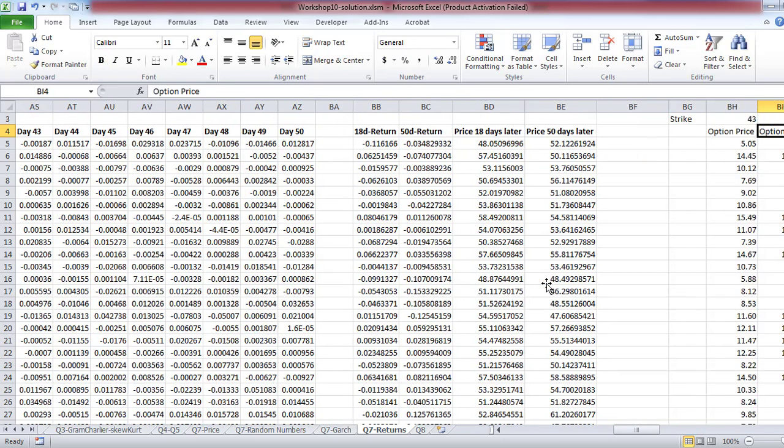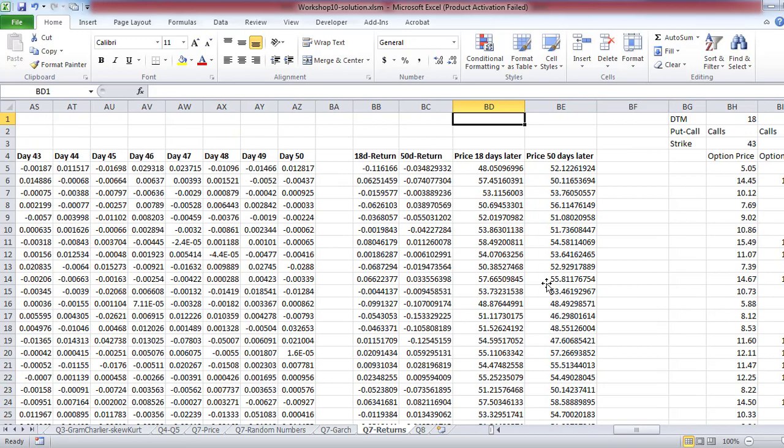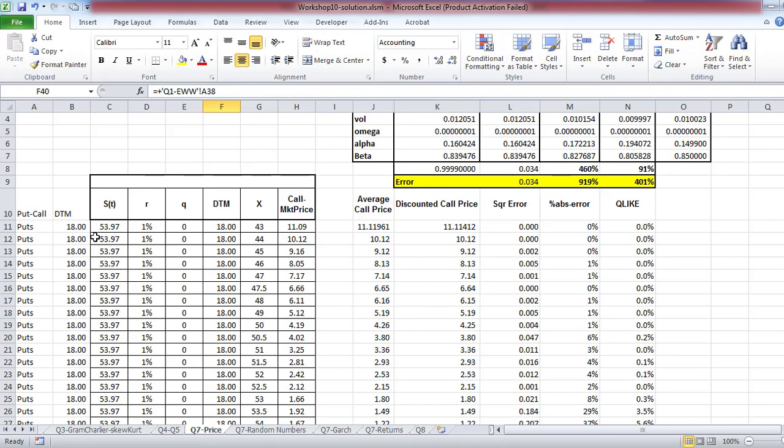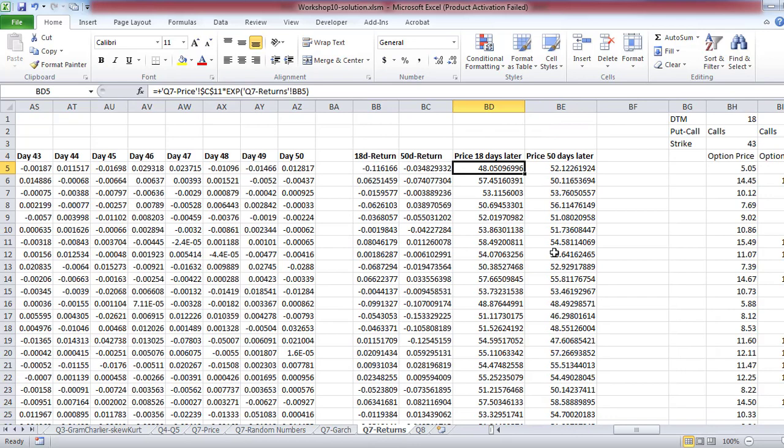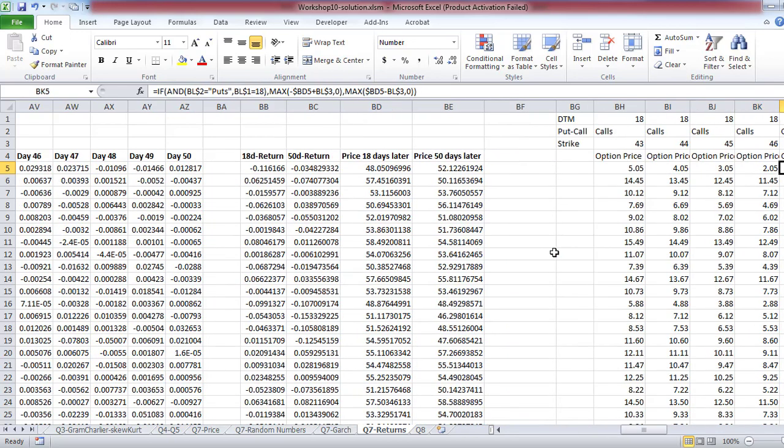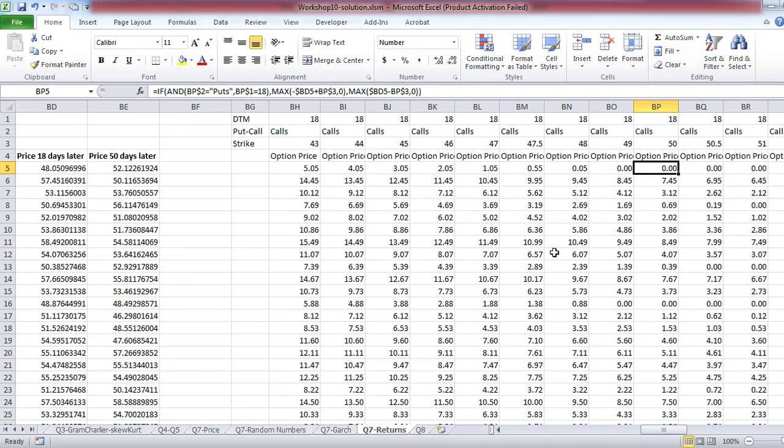So basically now you can compute what the price is going to be 18 days later, given that the initial price was, let me see what it was, 53.97. So given that initial price, 18 days later, the price is going to be 48.52 in scenario 1. Now, with these two prices, we have to price all these either puts or calls that expire in 18 days that have a strike 43.